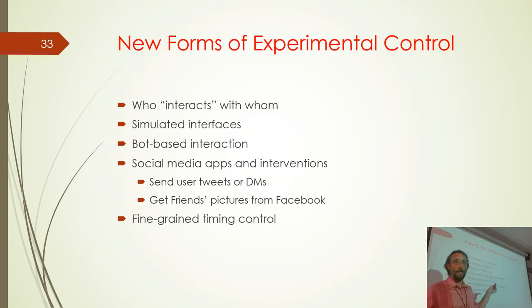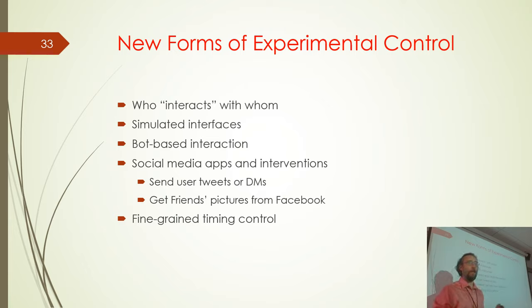Yes, you can also do social media apps and interventions, so you can send users tweets or direct messages. You can grab friends' pictures from Facebook. Because you can get the people's friends list, you can still get some of that data. Not that you're trying to save it, but you can actually see, is your mom a better friend than your random friend from college or whatever.